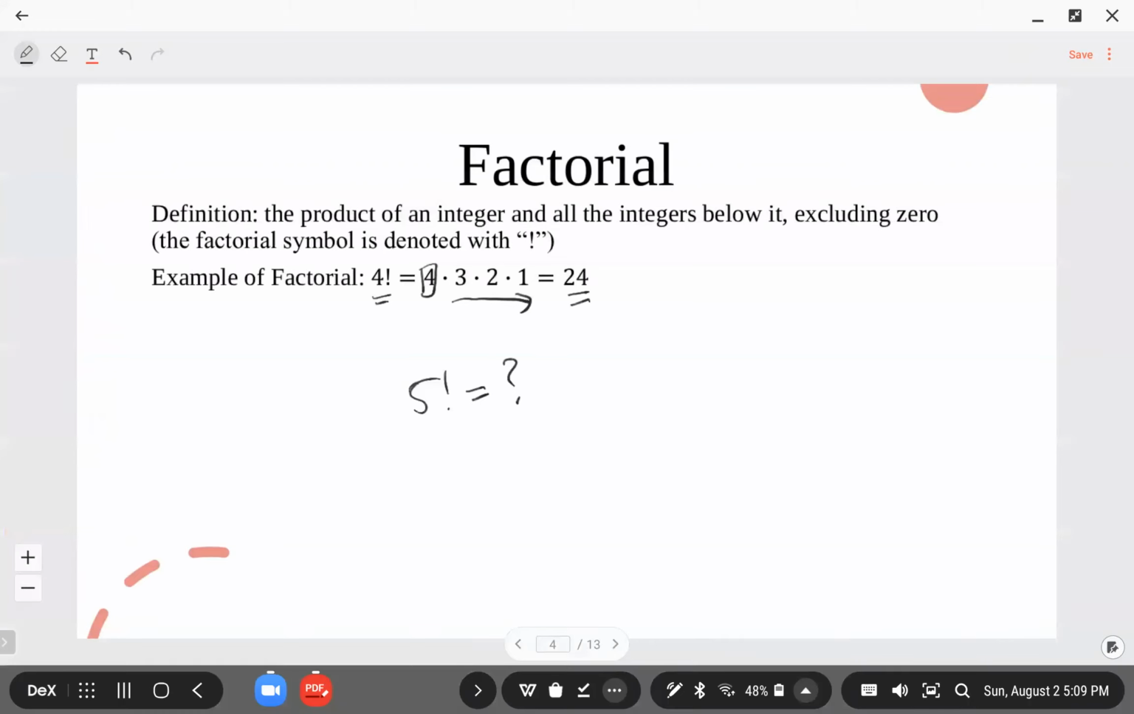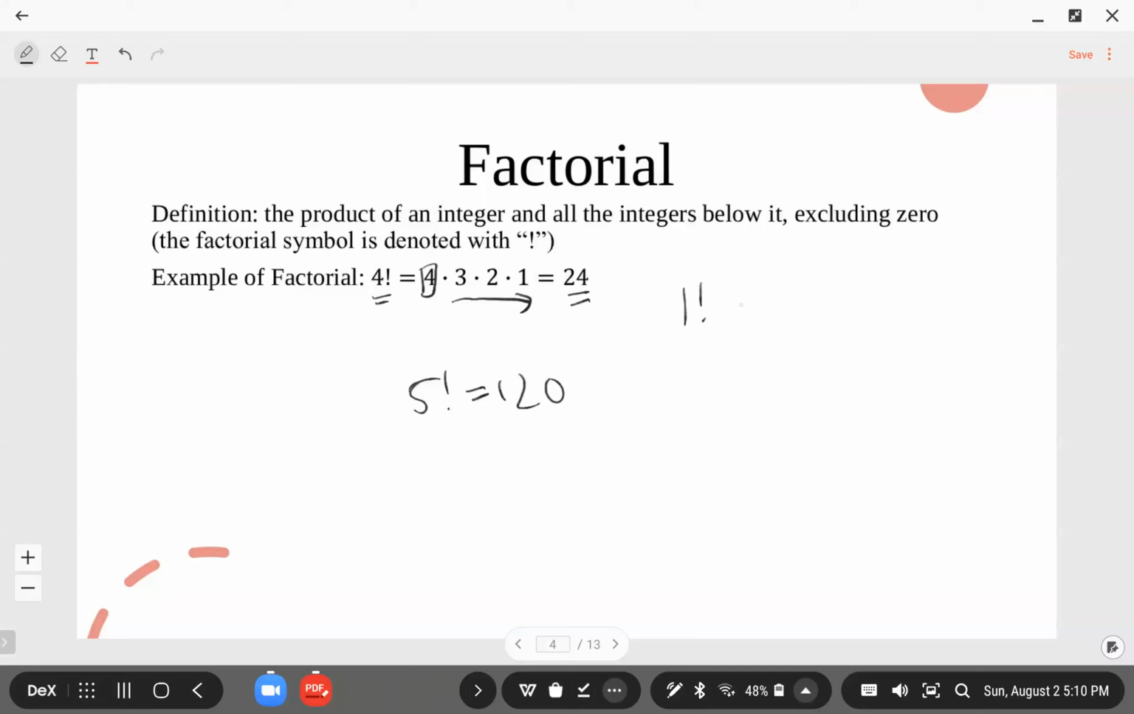Yes, very good. It is 120. And these early factorials, let's say 1 factorial, 2 factorial, 3 factorial, all the way to 6 or 7 factorial, you want to remember those, okay? You want to remember those because those are the ones that you're going to use most.